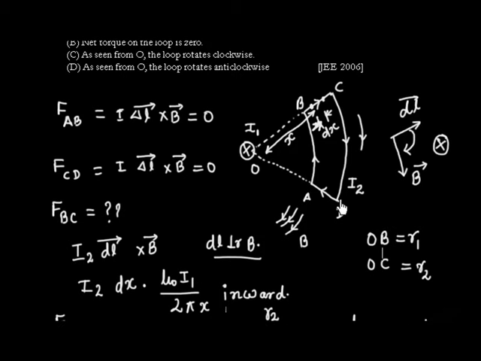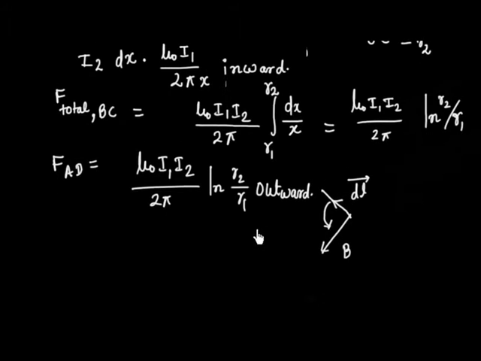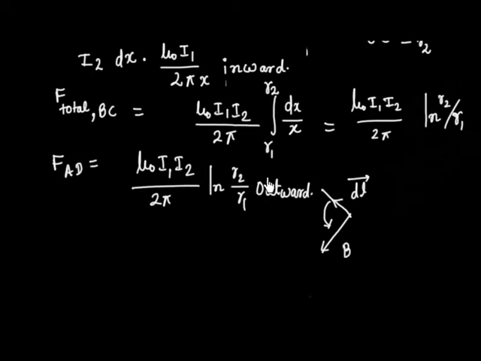This is the direction of AD, so this is my delta L, and B is this. So what is delta L cross B? It is coming up. Are you getting or not? So this is outward. You see, what is the total force on the loop? These forces will add, and one is inward, another is outward, so the two forces cancel. So F total is equal to 0.